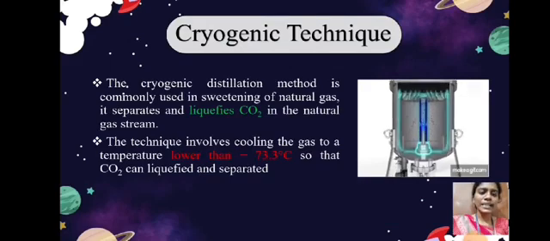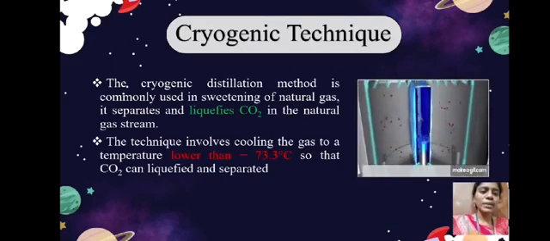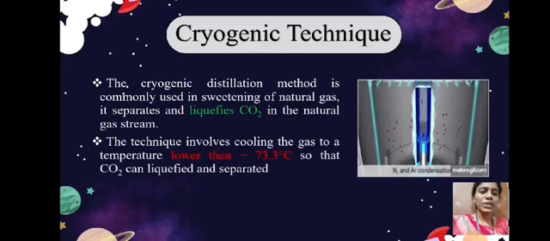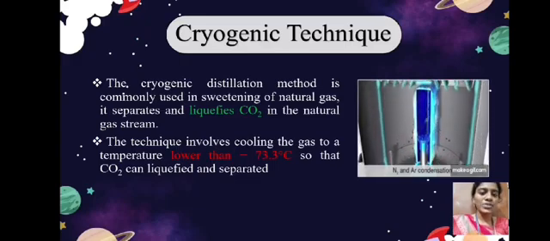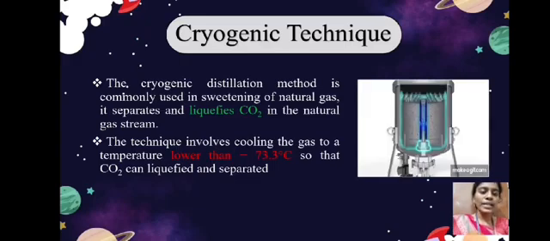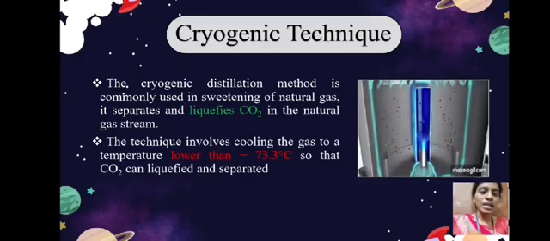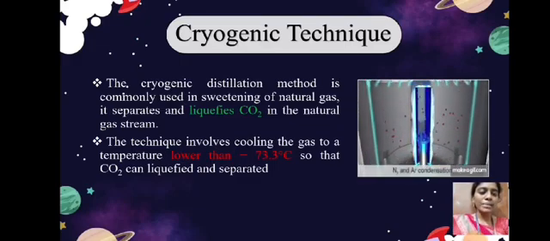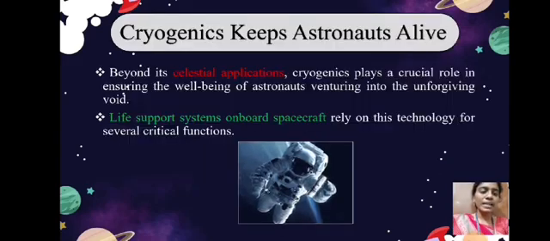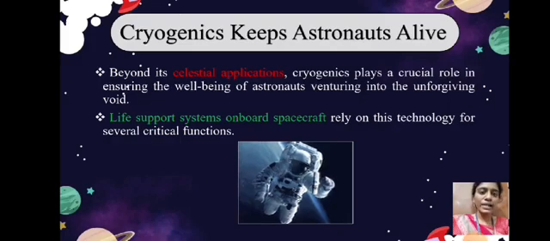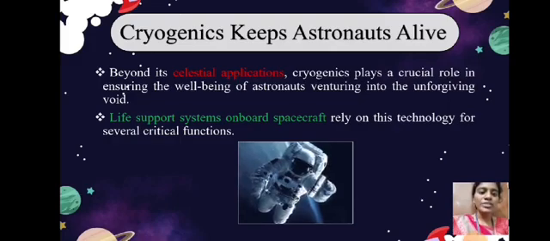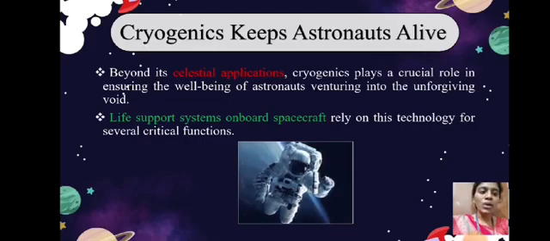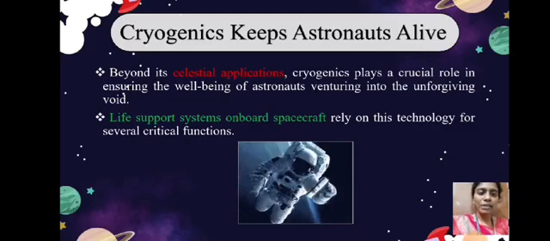Then, in the cryogenic technique, it sweetens natural gas. It separates and liquefies CO2 in a natural gas stream below minus 73.3 degrees Celsius, so the CO2 can be liquefied and separated. The next is how cryogenics keeps an astronaut alive. Beyond the celestial applications, cryogenics has played a crucial role in ensuring the well-being of astronauts. It provides life support onboard spacecraft, relying on this technology for several critical functions.